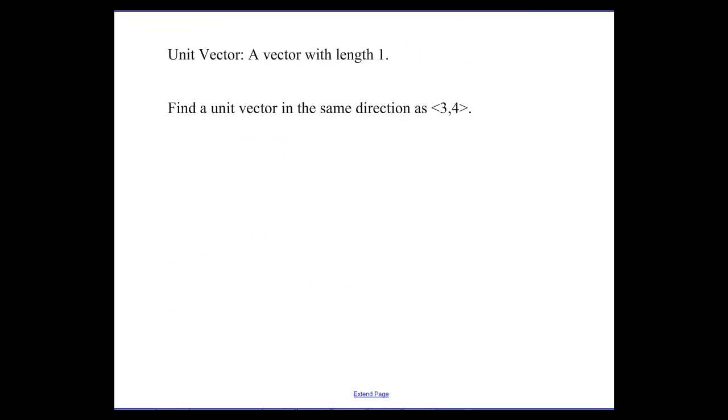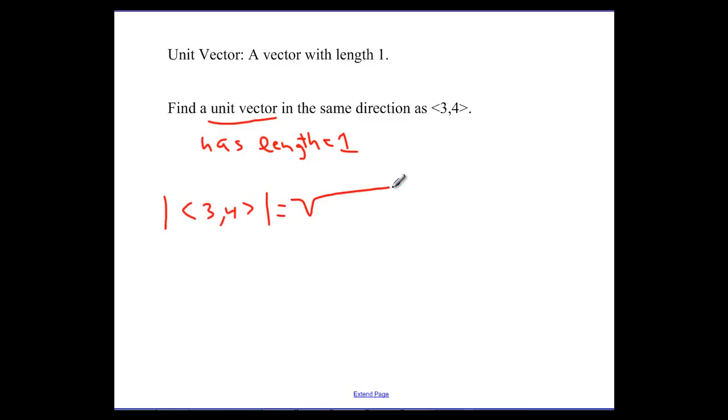So let's first find the length of this vector 3 comma 4, and then let's find a unit vector in the same direction. So just before we move on, remember a unit vector has length equal to 1. Well, what about my vector 3, 4? Notice I'm writing the absolute value of it, and that equals the square root of 3 squared plus 4 squared, which is 5. That's its length. So this has a length of 5.